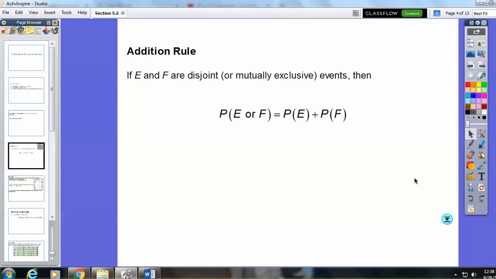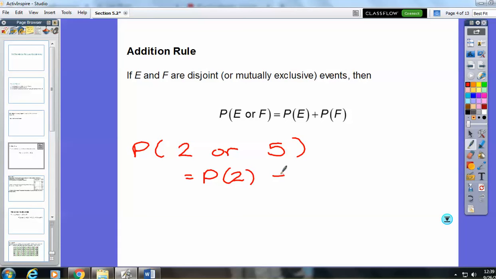Alright, so if our events are disjoint or mutually exclusive, then if I want the probability of those events, E or F happening, all you have to do is add their individual probabilities. So I'd get a 2 or a 5 2 out of 6 times. So for my dice example, I'm going to roll the die. The probability of a 2 or a 5. All we have to do is add the probability of getting a 2 plus the probability of getting a 5.